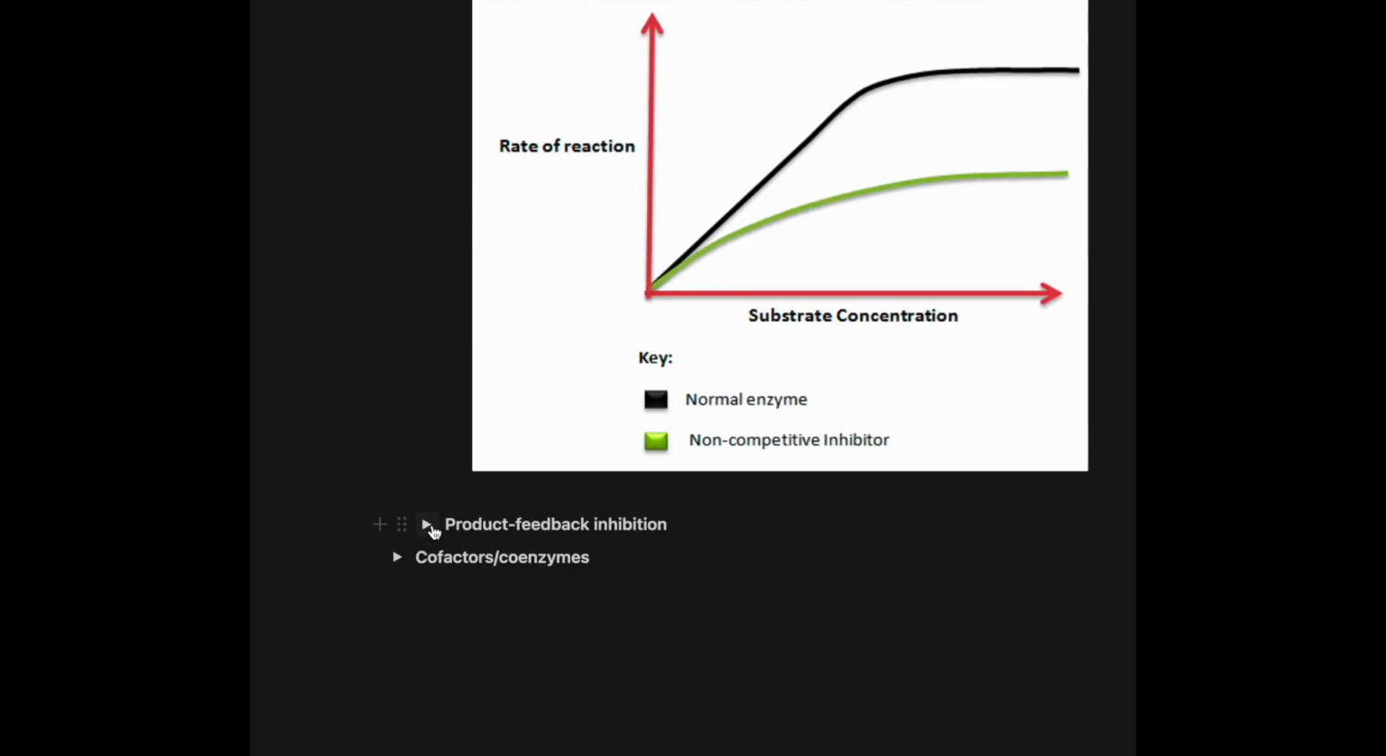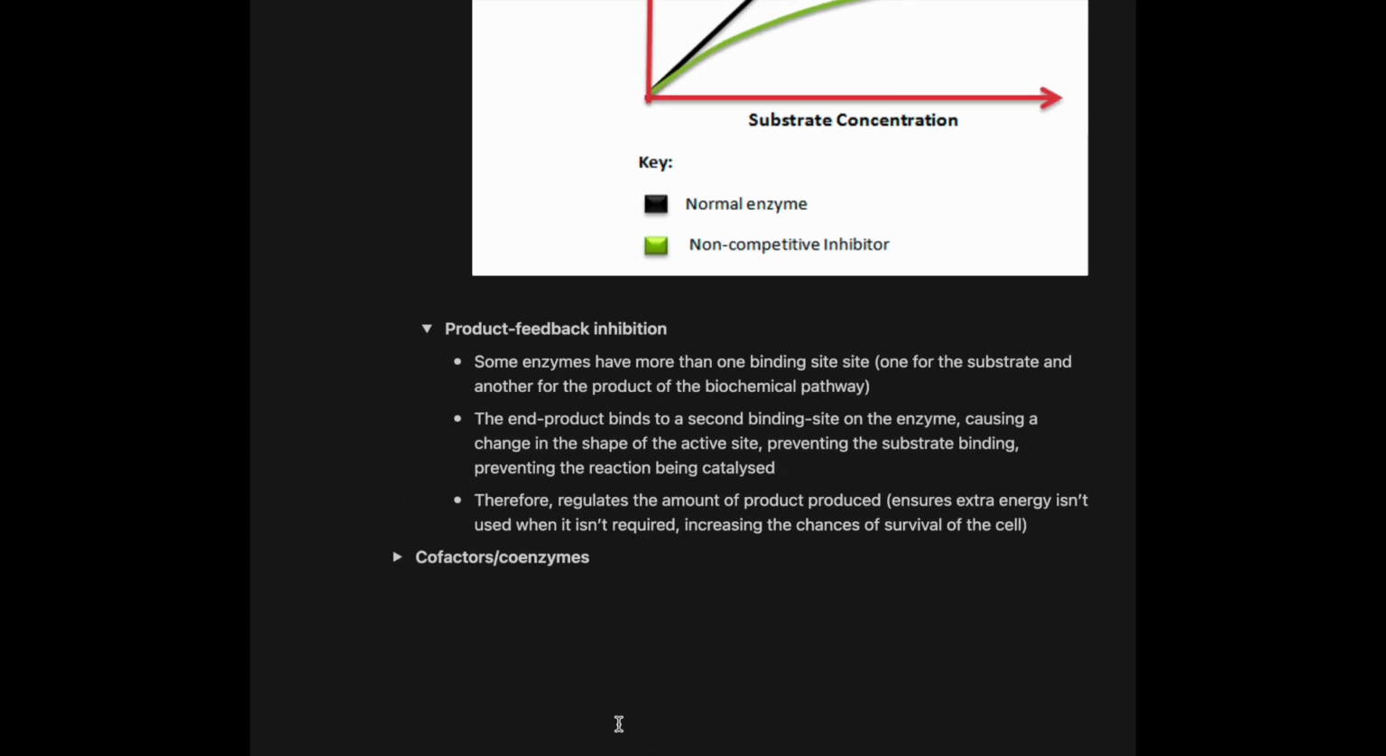So we delved into this previously when talking about factors that influence enzyme concentration and cause the rate of reaction to plateau as a result of this. But now let's go into it a bit further. Some enzymes have more than one binding site. For example, one for the substrate and another one for the product of the biochemical pathway.